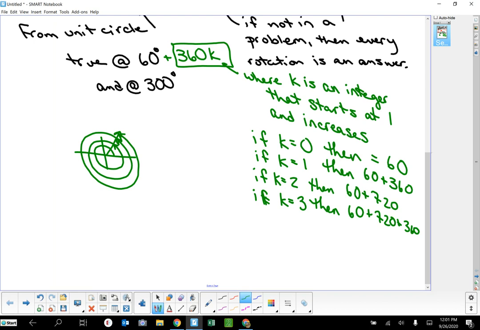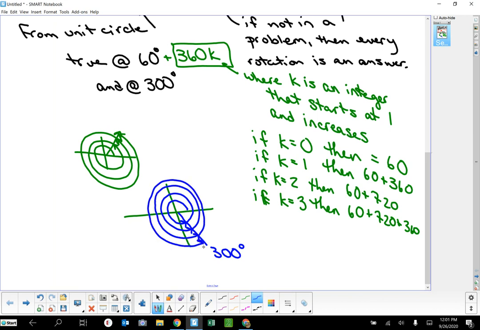And then we're going to do the same thing for 300, because here's your 300 degree angle down here. And so if K is 0, that's where we end the first time. And then if K is 1, it adds a rotation. Then if K is 2, it adds another rotation. And if K is 3, it adds another rotation. And so on. So you just have plus 360K. So these would be the two answers, and the way that they would need to be put on your paper in order to make sure that that would happen.